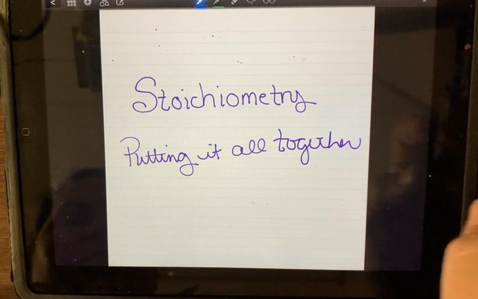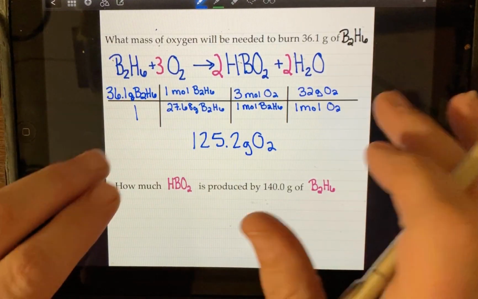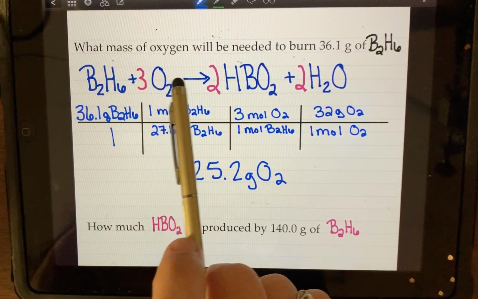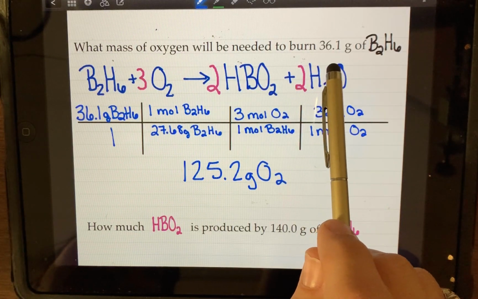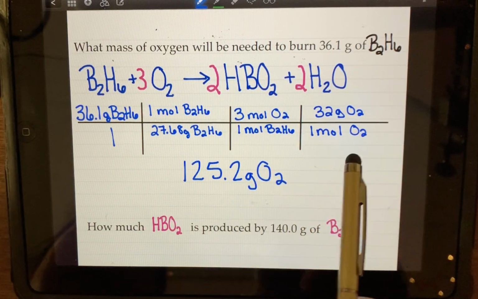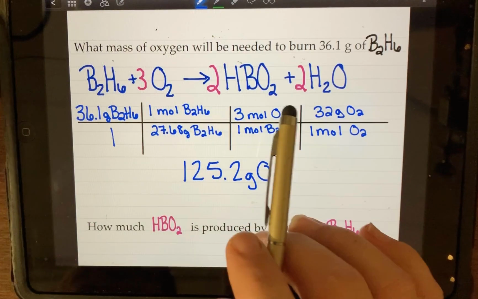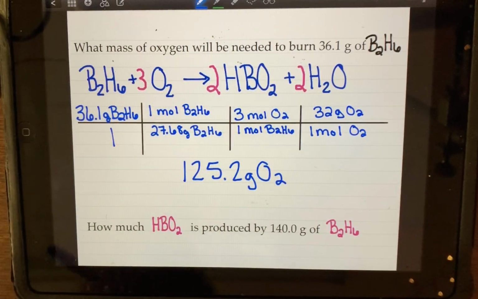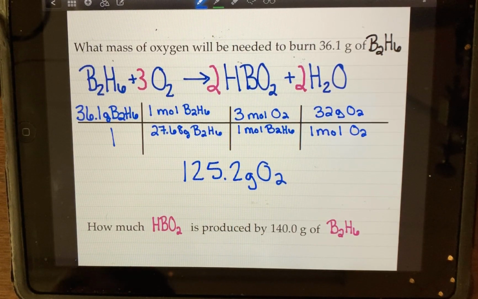So, the first example I've already pre-set up for you. Here's my prompt. It says, what mass of oxygen will be needed to burn 36.1 grams of B2H6? Now, on these problems, the first thing you're going to have is a balanced equation. So either A, I'm going to give you a problem with the equation already balanced and set up; B, I'm going to verbally give you the equation and you're expected to write the equation and balance it; or C, I'll give you the equation and you're expected to balance it.